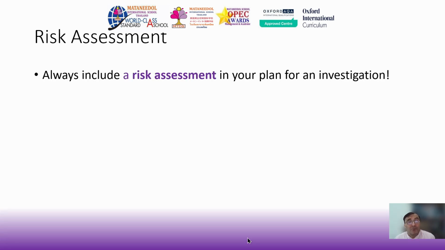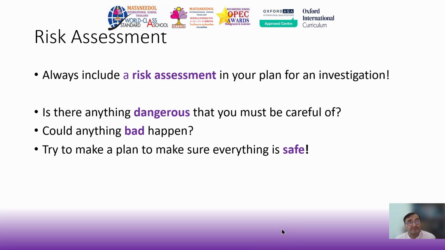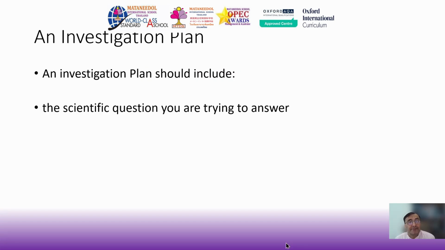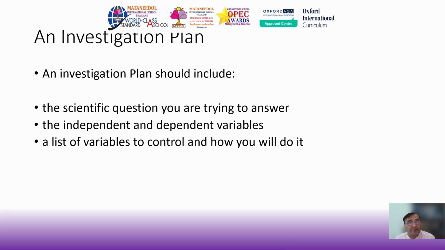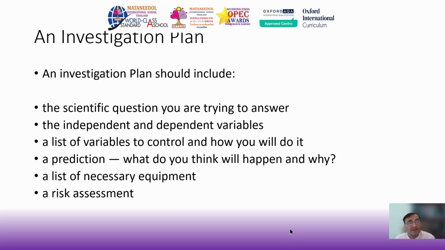And then a risk assessment, always include a risk assessment in your plan for an investigation. Is there anything dangerous you must be careful of? Could anything bad happen? So try to make a plan to make sure everything is safe. So an investigation plan should include the scientific question you're trying to answer, the independent and dependent variables, and a list of variables to control and how you will do it. And a prediction. What do you think will happen and why? The list of equipment, a risk assessment, and a plan of how to do the investigation. What steps will you follow?